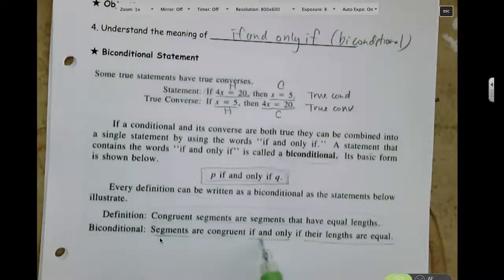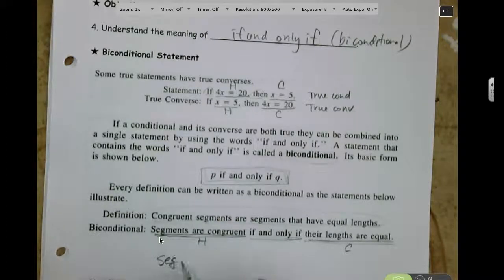Segments are congruent if and only if their lengths are equal. And you can write this. So "segments are congruent" is the hypothesis, right? And "if and only if" is the conclusion. And since this is a true biconditional, you can flip this and it's the same thing.